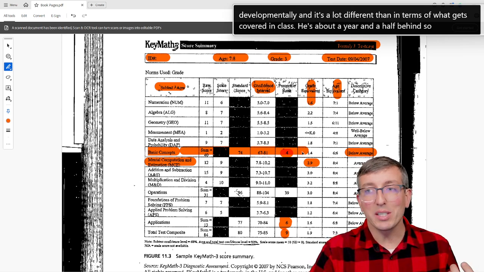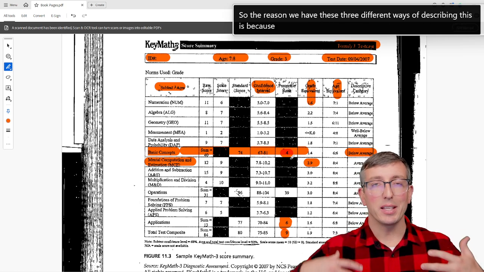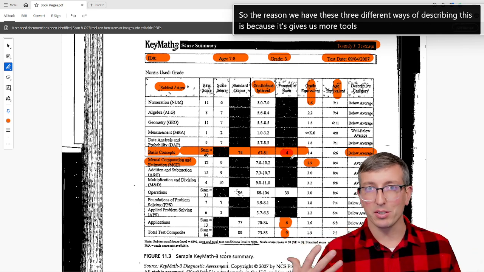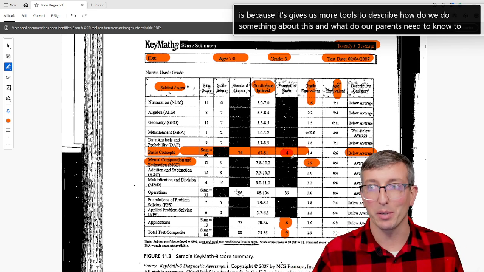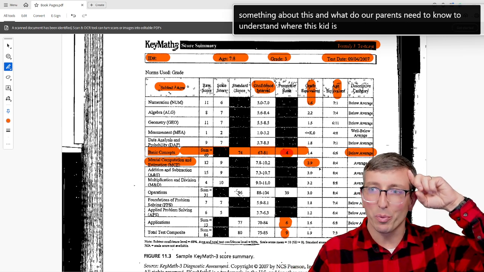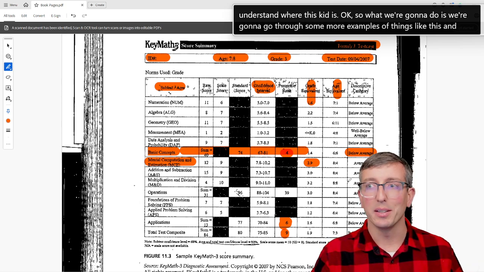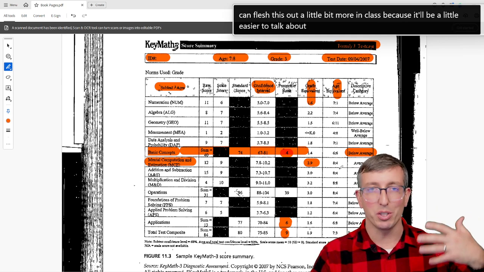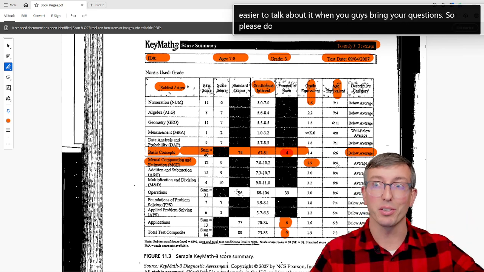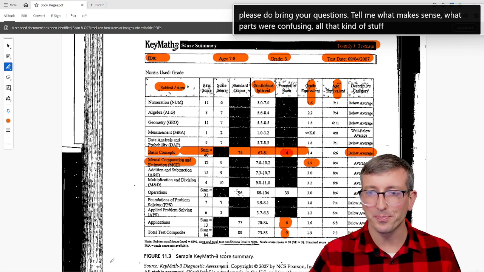So the reason we have these 3 different ways of describing this is because it gives us more tools to describe how we do something about this, and what our parents need to know to understand where this kid is. Okay, so what we're going to do is go through some more examples of things like this, and we can flesh this out a little bit more in class because it'll be a little easier to talk about when you bring your questions. So please do bring your questions. Tell me what makes sense, what parts were confusing, all that kind of stuff.